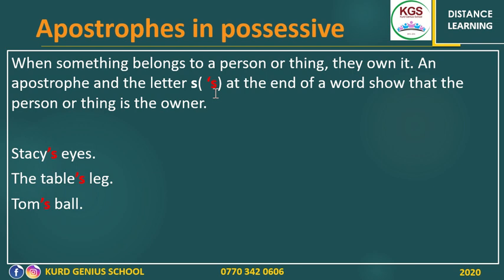For example, we have some examples here. The first one is Stacy's eyes. It means eyes of Stacy. It means Stacy has eyes. Stacy's eyes, an apostrophe and letter S.